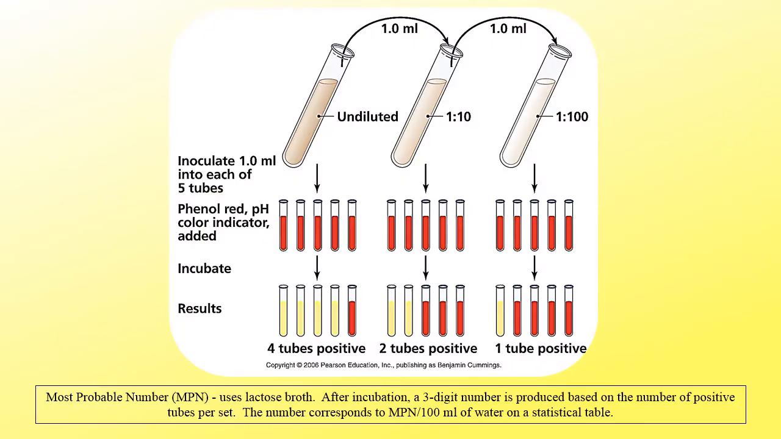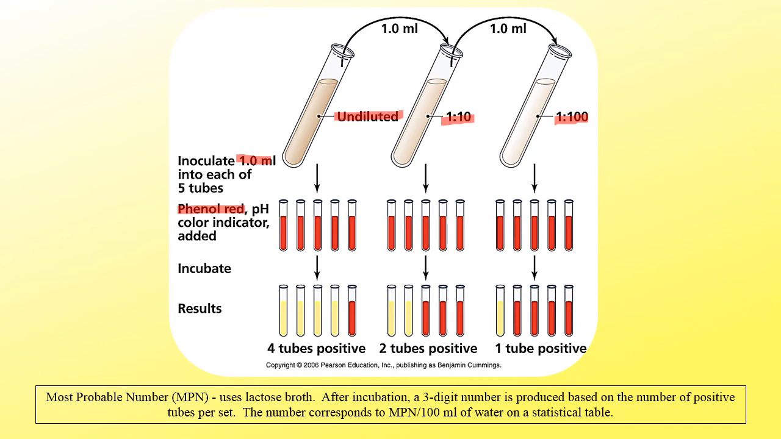Okay, this diagram shows how an MPN can be performed. This is your undiluted sample, and as usual we dilute it 1:10, and then further dilute 1:100. After that, 1 ml of the sample will be transferred into another test tube which contains phenol red.